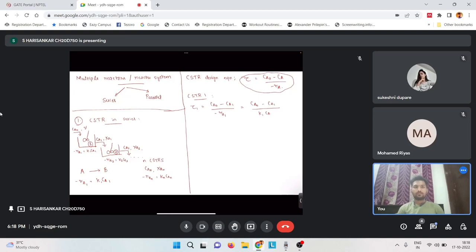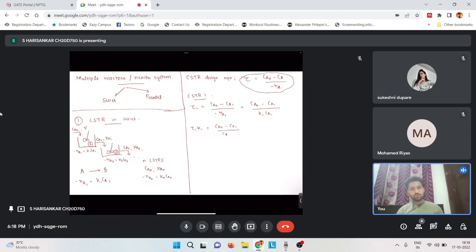If we rearrange this a bit, we can take K1 to the left hand side, and we can write tau 1 K1 is equal to Ca0 minus Ca1 by Ca1.